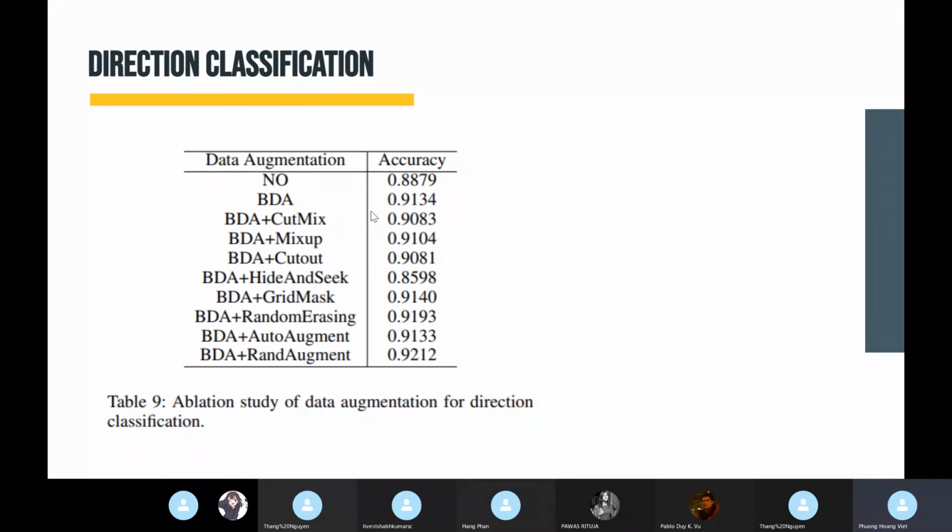it can boost the accuracy by 2.55%, to 91.34%. And after these experiments, we can conclude that the BDA and the RandAugment give us the best result.